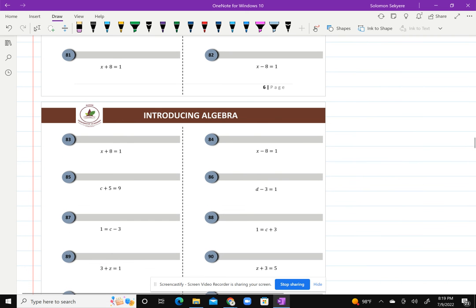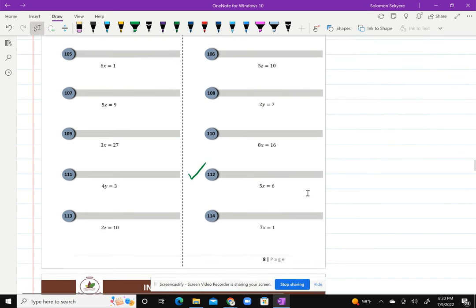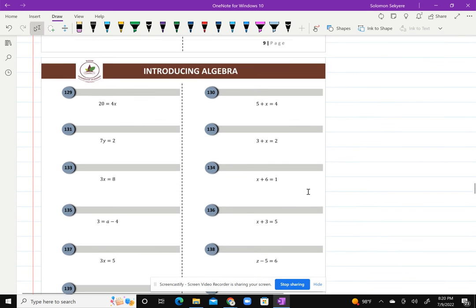if I write 1 equals x minus 8, it's the same thing as writing x minus 8 equals 1. And then what do I do? This is a negative number, so I add 8. Now I add 8. X equals 9. These are all one-step equations. Okay, now let's go all the way down here.